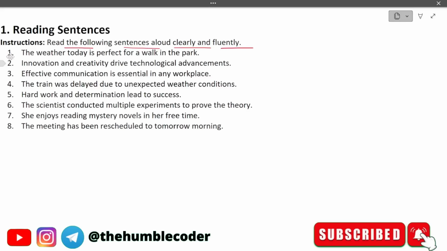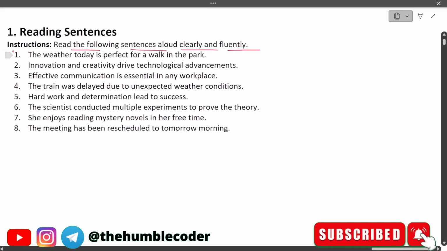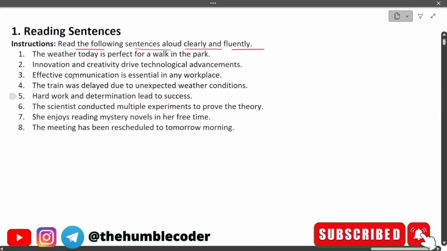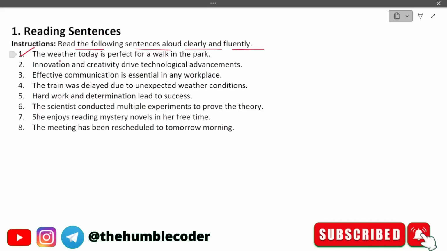Let's practice this. First of all, I'm going to read out these sentences one by one, so you will get to know how you have to read it in the exam. First sentence: the weather today is perfect for a walk in the park. Second sentence: innovation and creativity drive technological advancements. Third statement: effective communication is essential in any workplace. The train was delayed due to unexpected weather conditions. Hard work and determination leads to success.